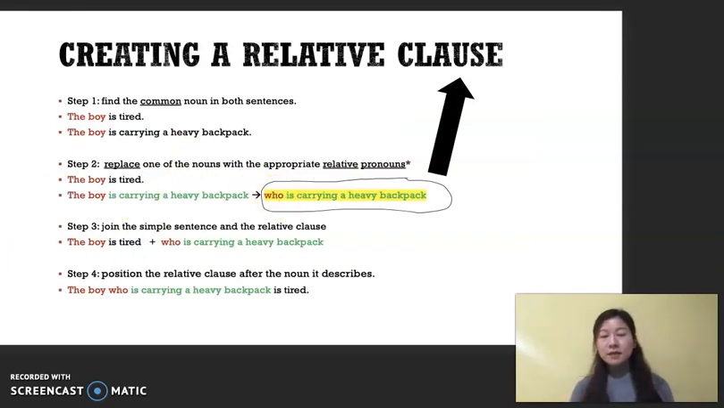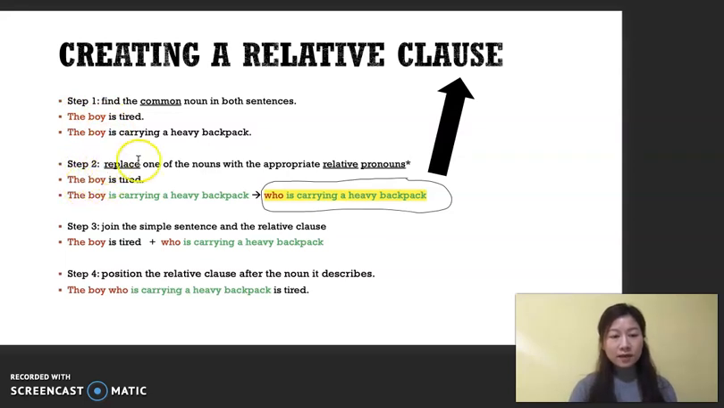Now, coming back to relative clauses as to how to actually create them. So here are 4 easy steps. Step number 1, you need to find a common denominator in both sentences. So the common noun here is the boy. So I got it highlighted in red.